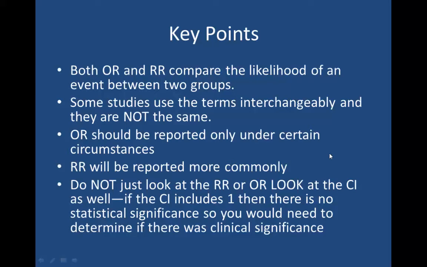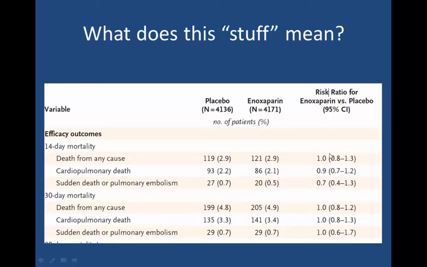Do not just look at the RR, the risk ratio, or the odds ratio. Look at the confidence interval as well. If the confidence interval includes one, then there is no statistical significance, but you would still need to go on and determine if there was clinical significance. Okay, what does this stuff mean?